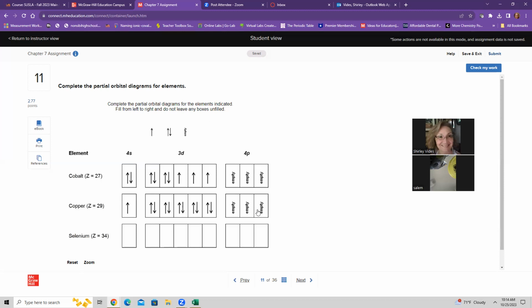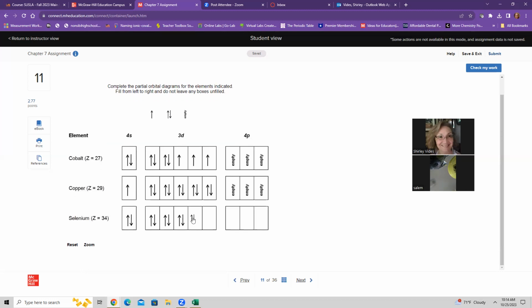Okay, selenium is beyond copper. So we're going to have the same exact thing, except this time these two are going to be full. All of these are going to be full. And selenium is on p 1, 2, 3, 4, right? p4, is that what you see on selenium? Yeah. Okay. So that means one of these is going to be full and the other ones are going to be 1, 1, 1, right?